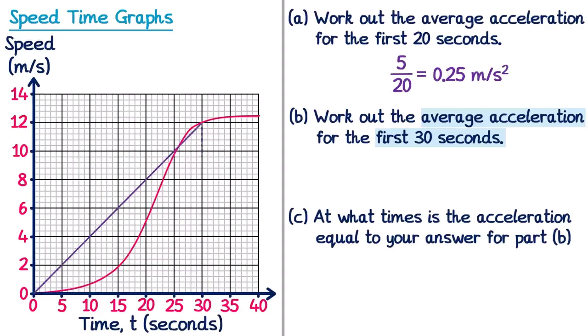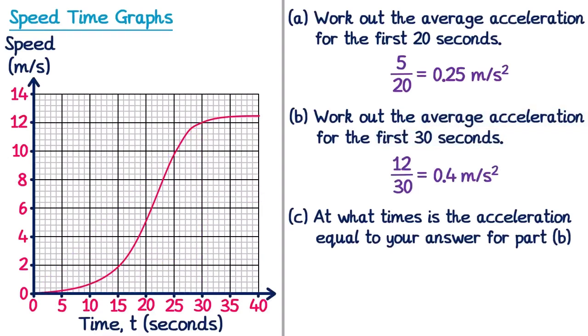Once again, we need a gradient triangle. The change in y is here, that goes from 0 all the way to 12 this time, and the change in x goes from 0 all the way to 30. So we do the change in y, 12, divided by the change in x, 30, and this gives you 0.4. So 0.4 meters per second squared.